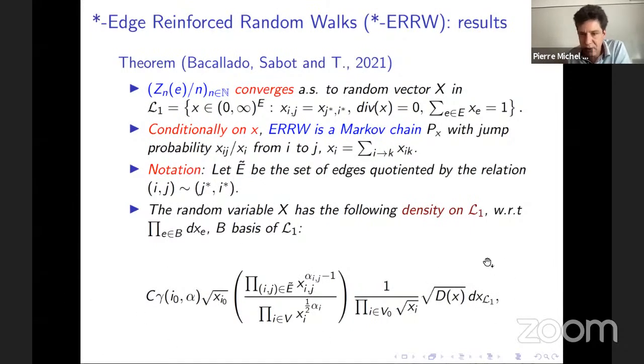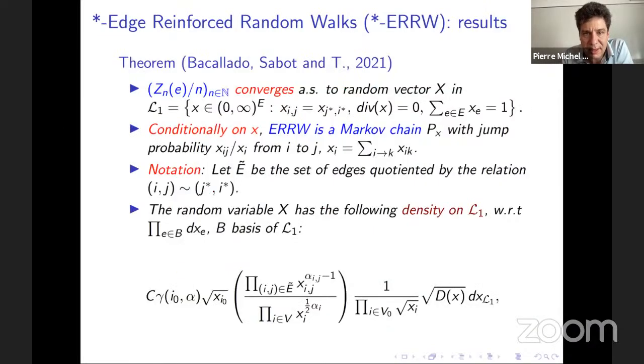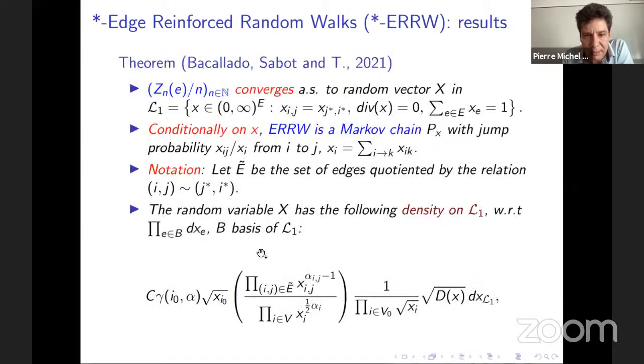So again, if you are brave enough, you will notice that the gamma I0 alpha is no surprise to you. If you actually listen carefully, it's no surprise that it appears here, because you know that the quotient of those gamma I0 alpha will correspond to the annealed probability. On the other hand, this term here, product of ij in E tilde of xij to the alpha ij minus 1 over the product of xi to the alpha I over 2, also corresponds to the quenched probability.